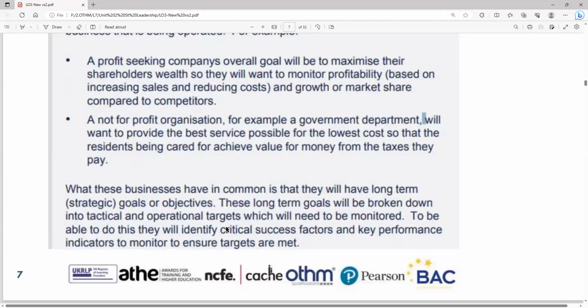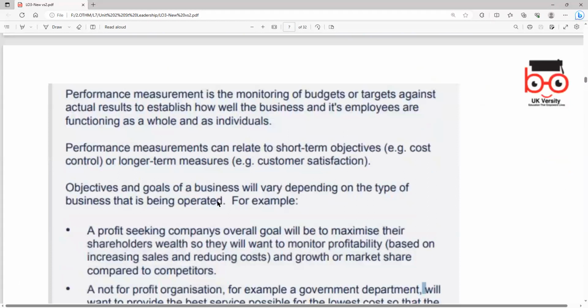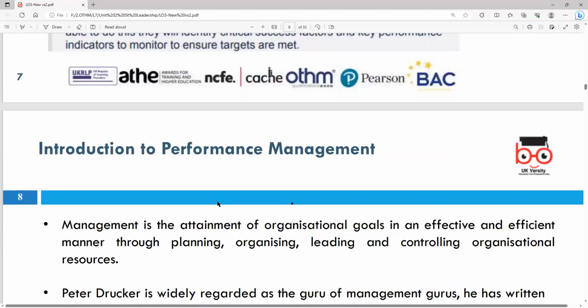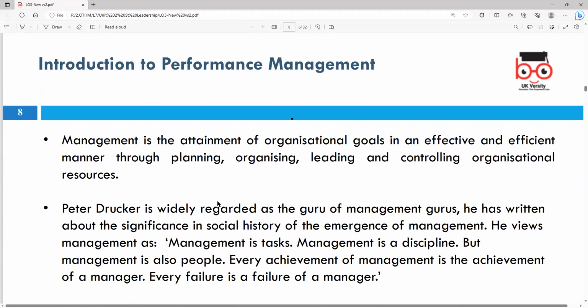When we are looking at the businesses, what are their long-term goals, what are the long-term objectives of these organizations? So every business is quite different. So we can use different performance measurements to look at different businesses.